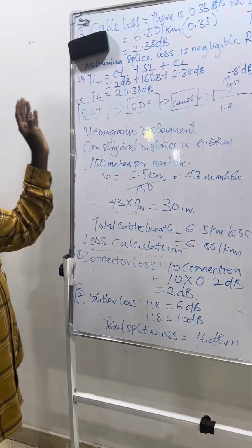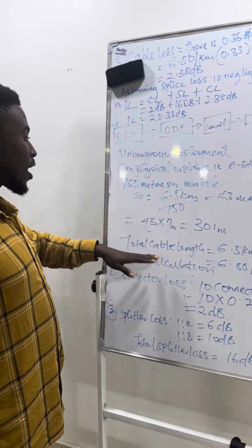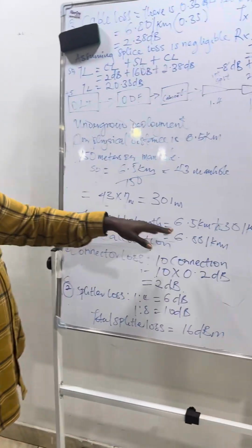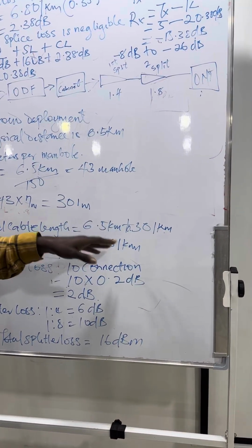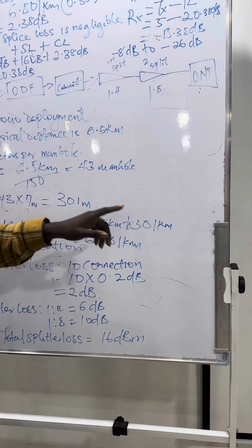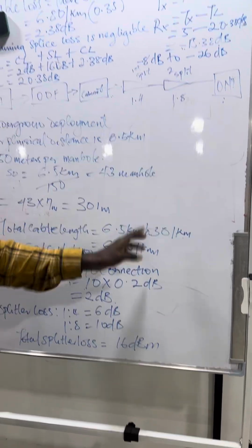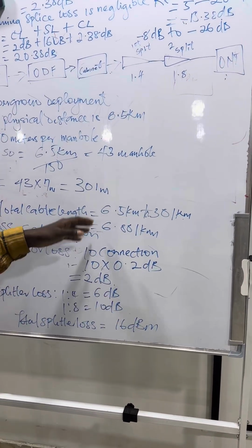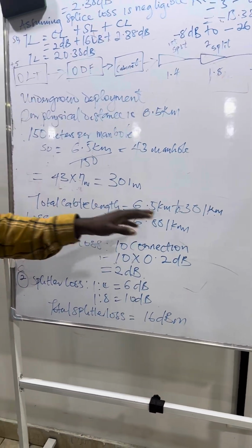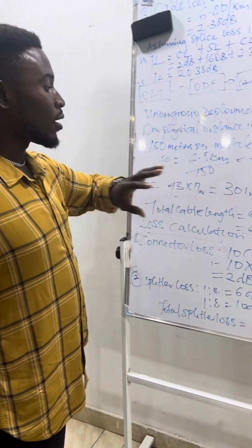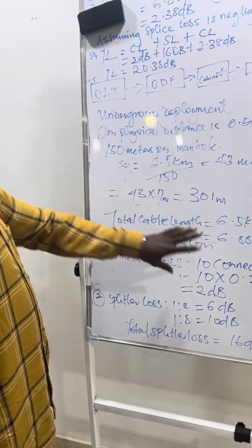The total length of slacks that we got, we added it to the distance from K2 to Magodo. Then we have the total cable length to be 6.5 kilometers plus 0.301 kilometers, which gave us 6.801 kilometers. So that's our total cable length.